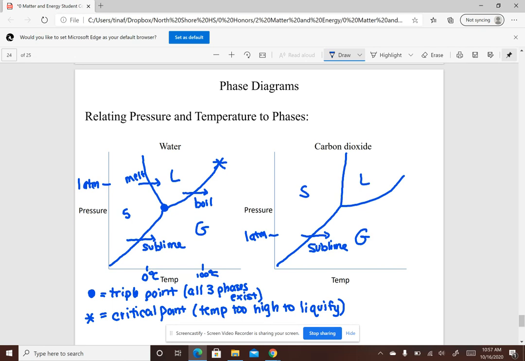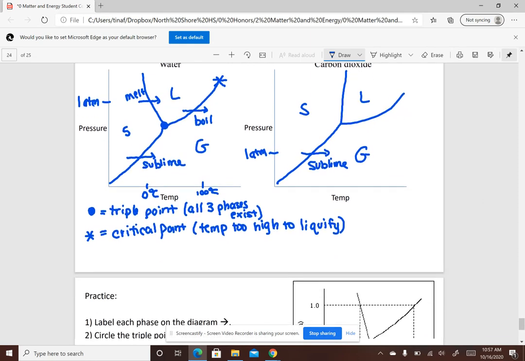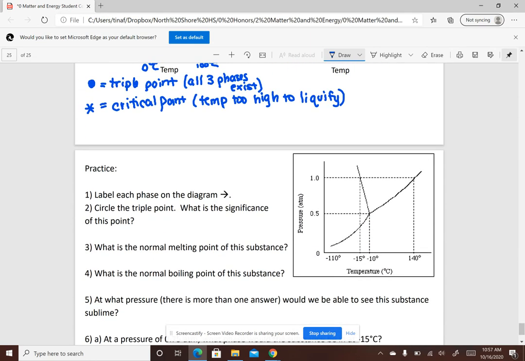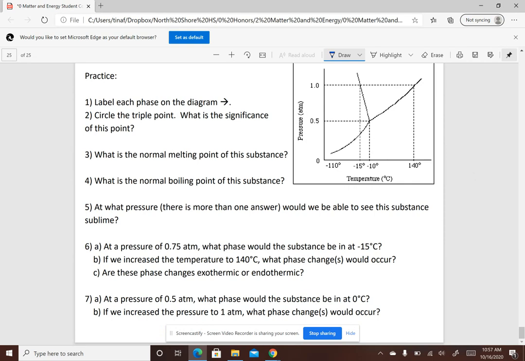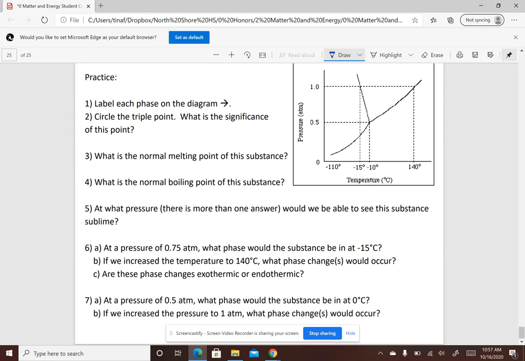All right, so what you guys have to be able to do is basically answer questions about a graph like this. So you have to know the phases and the phase changes. So let's look at this practice question together. Label each phase on the diagram. Okay, we always have solid, liquid, and gas. Circle the triple point. So the triple point is where all three phases intersect. So that's going to be right there. What is the significance of this point? I'm going to let you guys answer that.